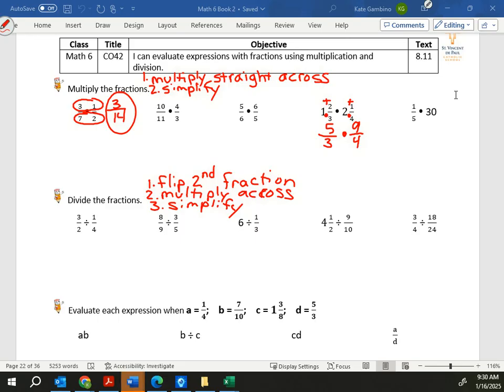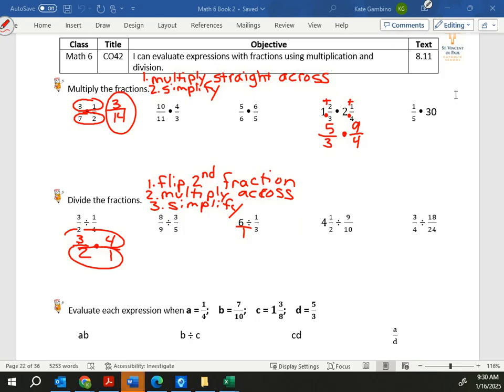So we're going to rewrite 3 over 2, instead of divide, we flip to multiply, and our second fraction we flip to its reciprocal. Now we can multiply across, and then we simplify. When you have a whole number, how do we turn a whole number into a fraction? Adeline. Put a 1 under it. And then you flip to the reciprocal and multiply across.